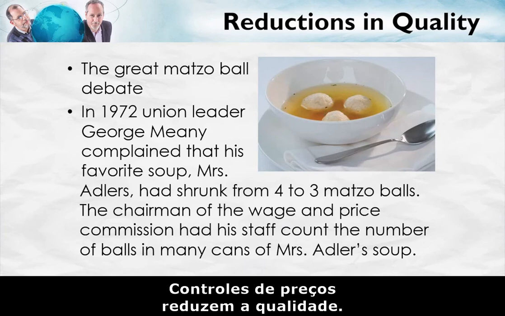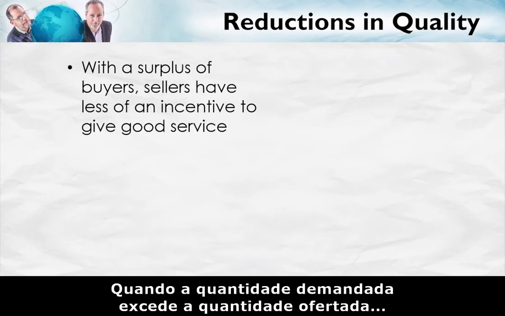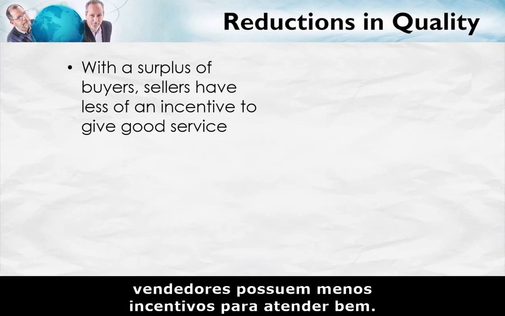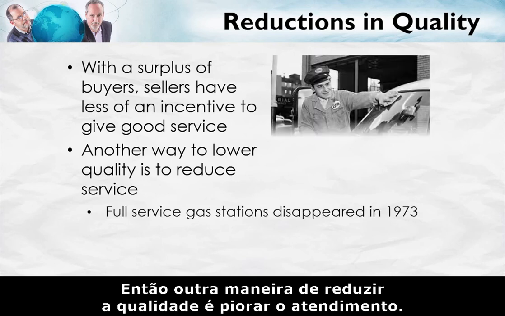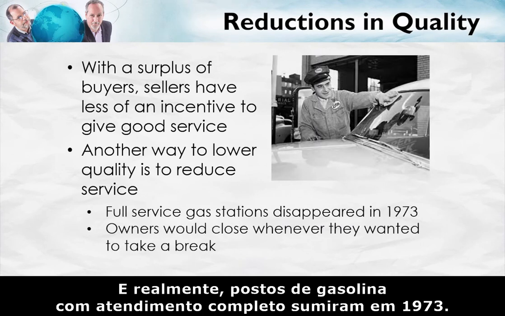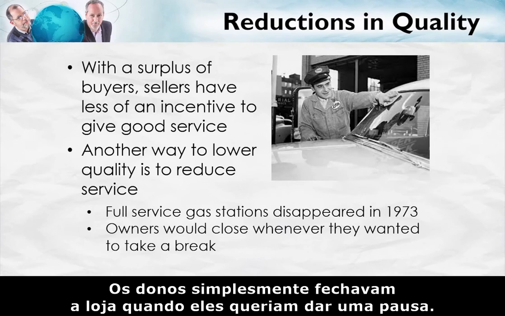Price controls reduce quality. When the quantity demanded exceeds the quantity supplied, when there's a surplus of buyers, sellers have less of an incentive to give good service. So another way to reduce quality is to reduce service. And indeed, full-service gasoline stations disappeared in 1973. The owners would simply close up shop whenever they wanted to take a break.